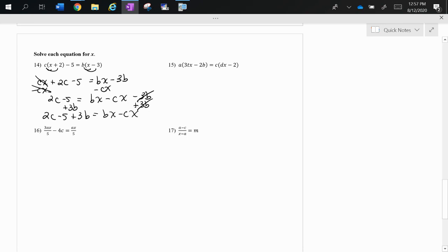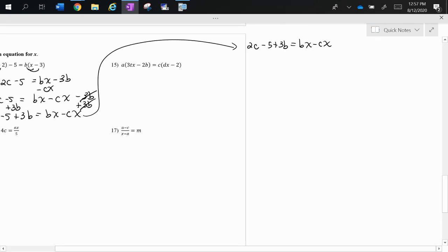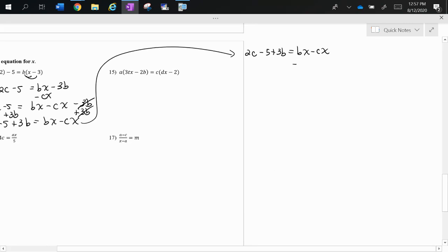So what I've accomplished here is I have gotten every term that has an x, whatever I'm solving for, on one side and everything else on the other side. And so the last thing I want to do, I'm going to move it over here to make more room. So I've got 2c minus 5 plus 3b equals bx minus cx. I've got these two terms that have an x, so they share something in common. They have an x in common. So I'm going to factor out that common factor.